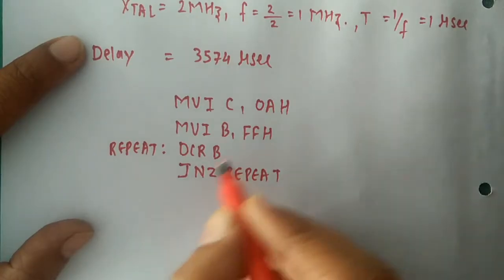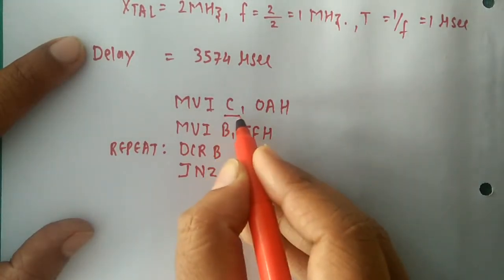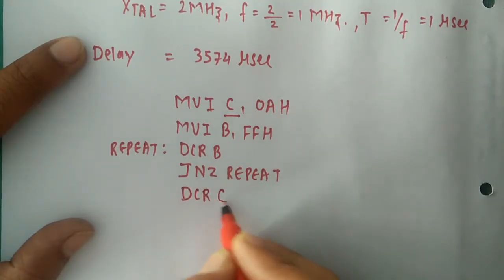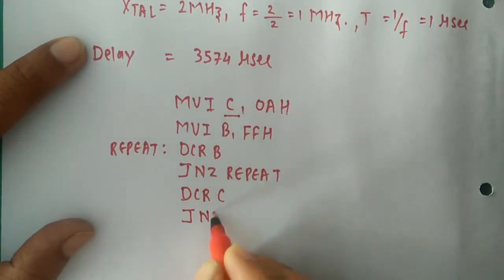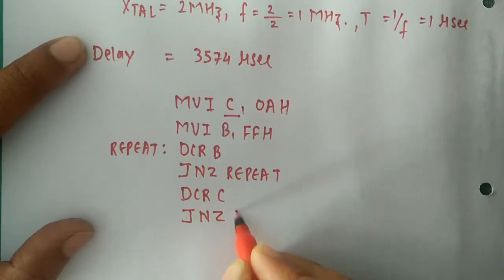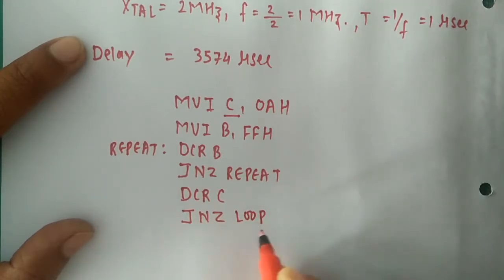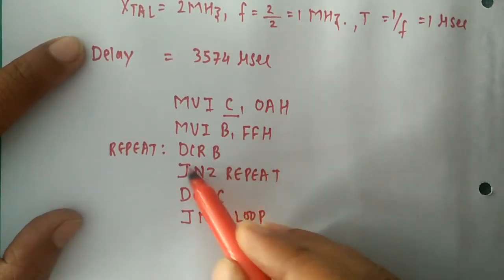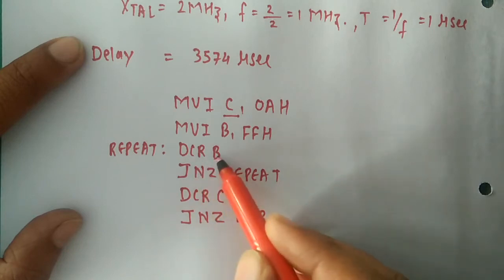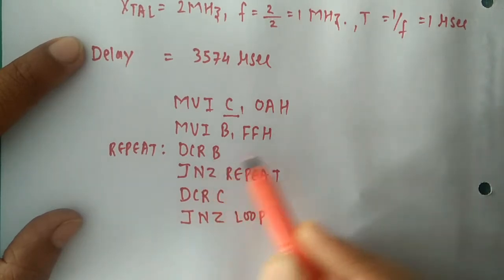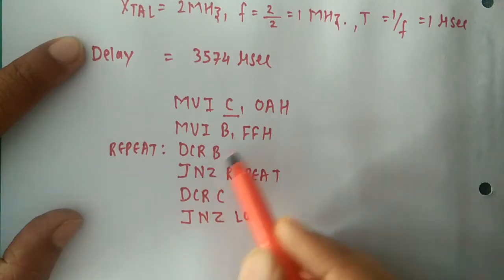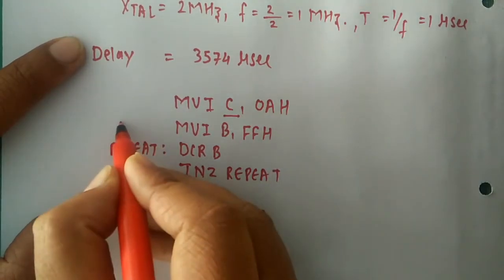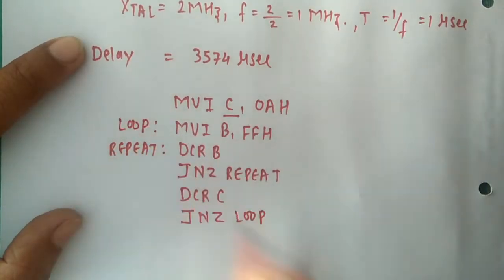That's why I will decrease the content of C and check whether it has become 0 or not. So for that I will write DCR C, and for checking I will write JNZ, and I want to send it back to a position named loop. So remember, when the microprocessor comes out of this loop, at that stage the content of B will be 0. So if you want to run this program again, you will have to put the value FFH in register B. That's why we will go back to this place. So I am going to write the loop label here.